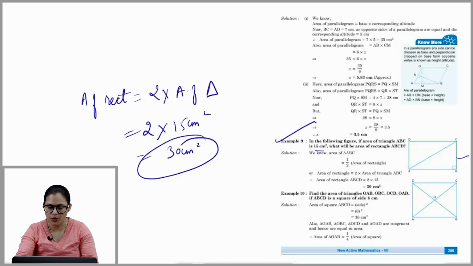Remember, in a parallelogram, any side can be chosen as base and perpendicular dropped on base from opposite vertex is known as height or altitude, right?